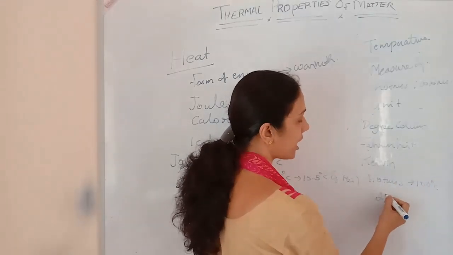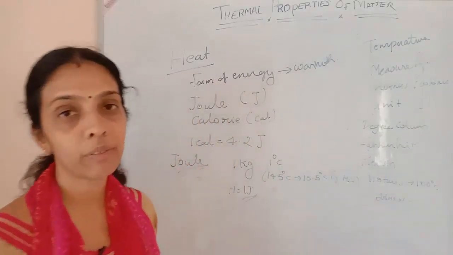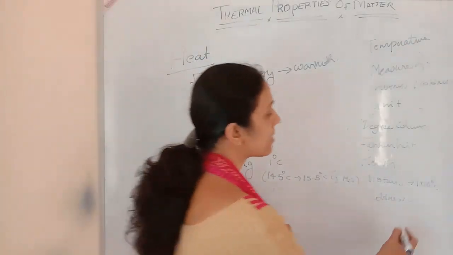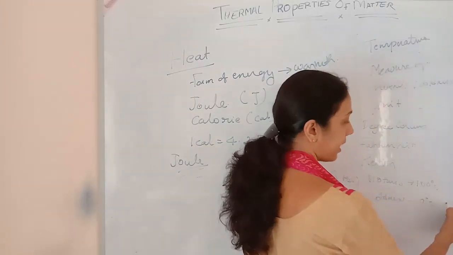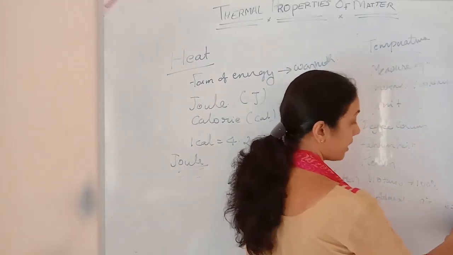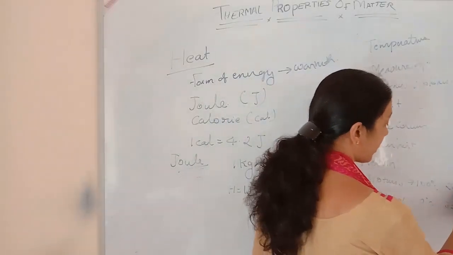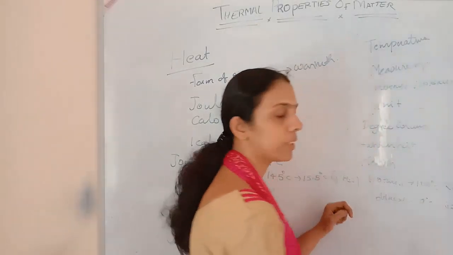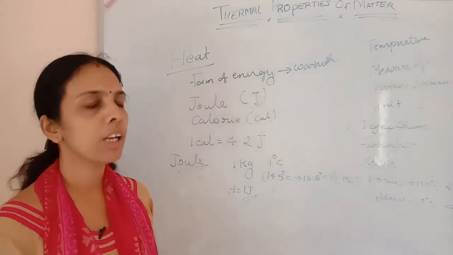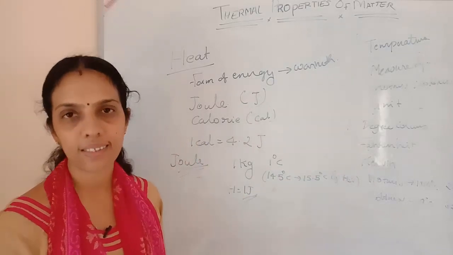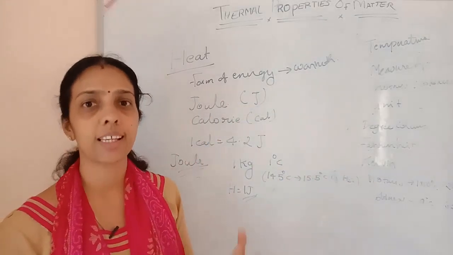And for coldness, the ice point, that is the freezing point, and the boiling point we will be considering. Here it is 0 degrees Celsius. But in the Fahrenheit scale, it is 32 degrees Fahrenheit for 0 degrees Celsius and 212 degrees Fahrenheit for the hotness, that is the boiling point.